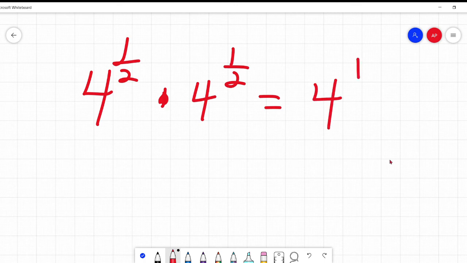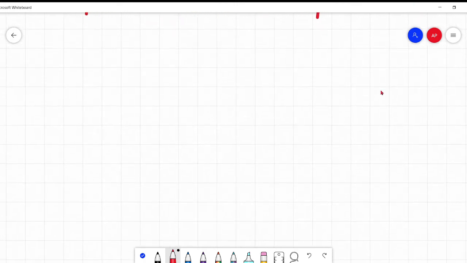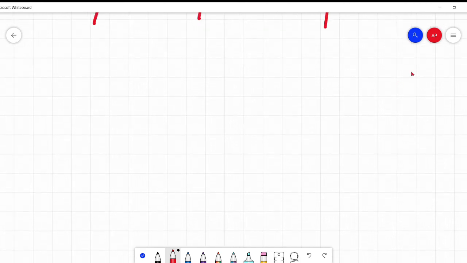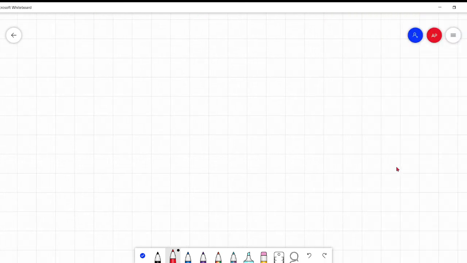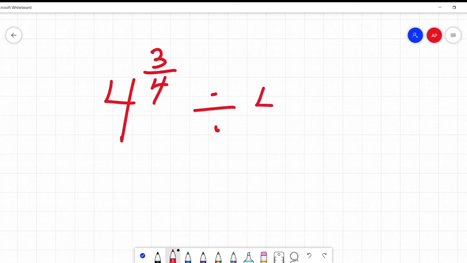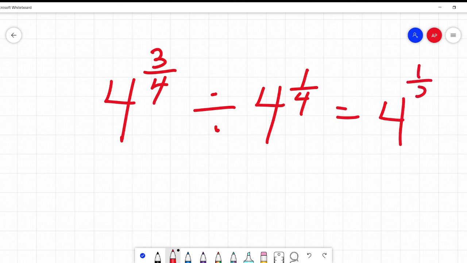The same rules that we've discussed about division and such still work. So if I had 4 to the power of 3/4 divided by 4 to the power of a fourth, I would subtract those exponents. 3/4 minus 1/4 is 1/2. 4 to the power of 1/2. Same process. You subtract, same kind of thing.